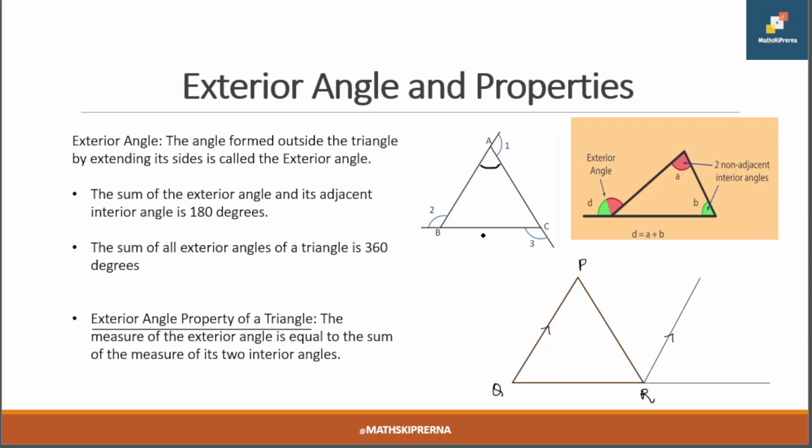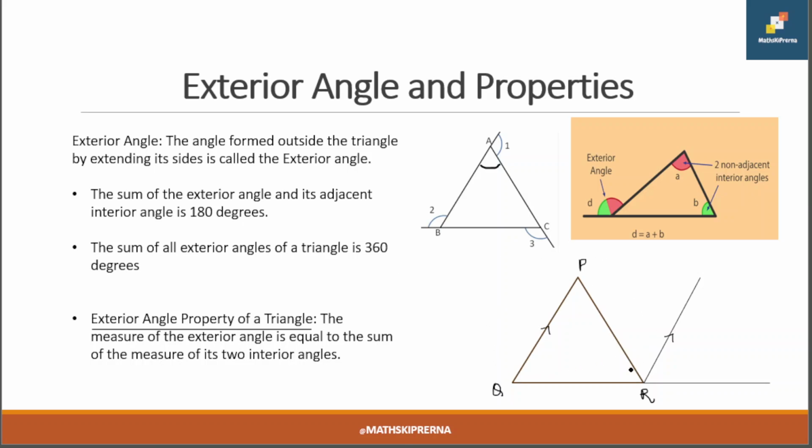That takes us to a very important property which is known as exterior angle property of a triangle. Let's take this figure. Here we can see an exterior angle which is denoted by D, and there are two non-adjacent interior angles, angle B and angle A. So as per this property, the exterior angle is equal to the sum of the two non-adjacent interior angles. We can quickly prove this.